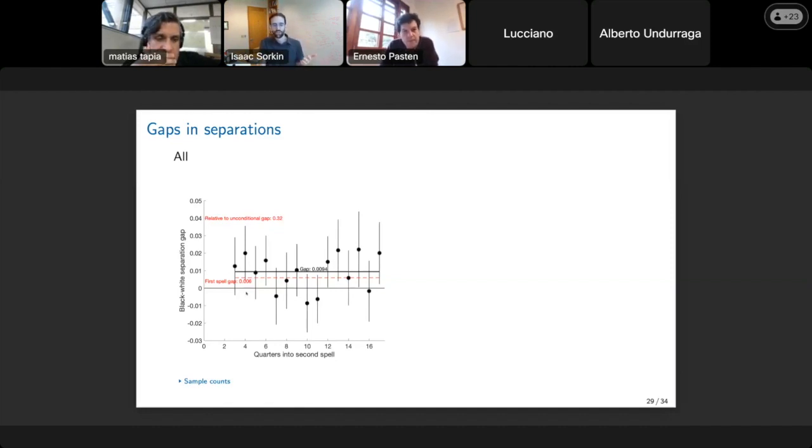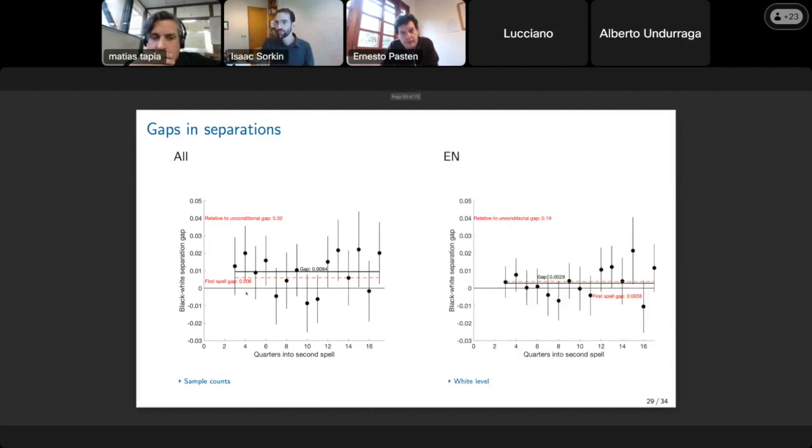You might feel that separation gaps in terms of employment-to-non-employment transitions are more problematic than all separations. This is the same graph for the EN separations. You can see that the second spell gap is slightly smaller than the first spell gap, but relative to the unconditional gap it is about 20%. That's the number I gave you in the intro. So the point is there are meaningful separation gaps, a meaningful share of the unconditional gap reappears in the second spell.